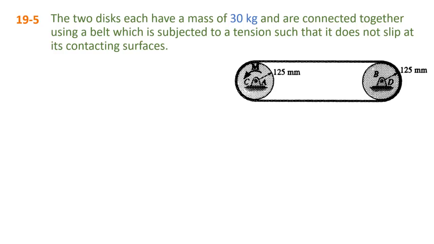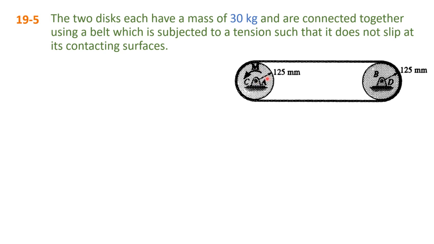Okay, so hello and welcome to the last question we have for the week, number 8 in the Machine and Mechanism 8 tutorial. The example we have right here is about two disks moving together with a certain value of omega. Two disks, each with a mass of 30 kilograms, are connected together using a belt which is subjected to a tension such that it does not slip at its contacting surfaces.